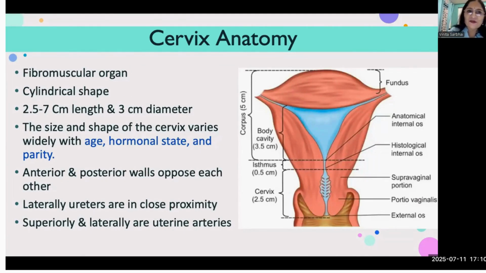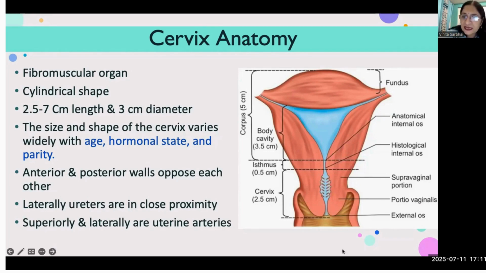So as we know, cervix is the fibromuscular organ seen at the mouth of the uterus. It's cylindrical in shape, continues above with the endometrial cavity and below with the vagina. It's approximately 2.5 centimeter in non-pregnant state and might enlarge to 7 centimeter depending on the previous obstetric history, collapse, etc. And the diameter at any given length is approximately 3 centimeter or more.